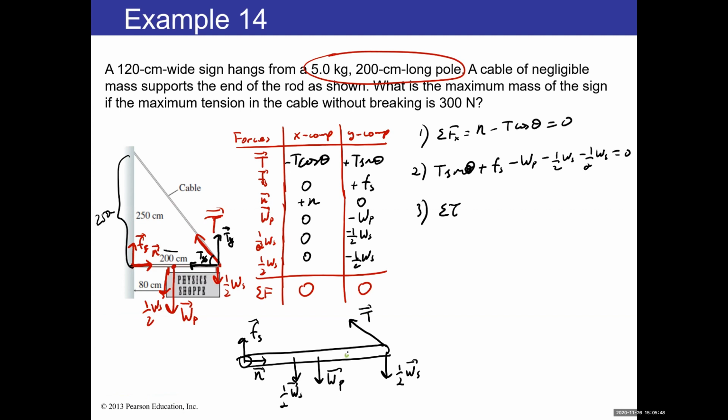That means I can take this point over here, I can take that point, I can take this point, or I can take that point. Any of those points are fine. But obviously, one of the things you want to do here is choose the most convenient point.